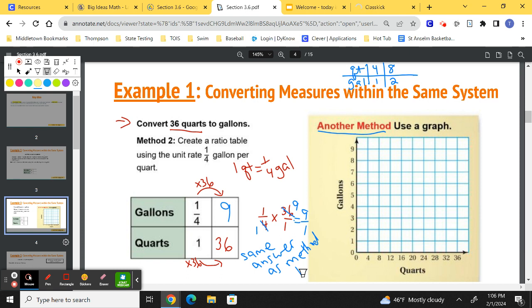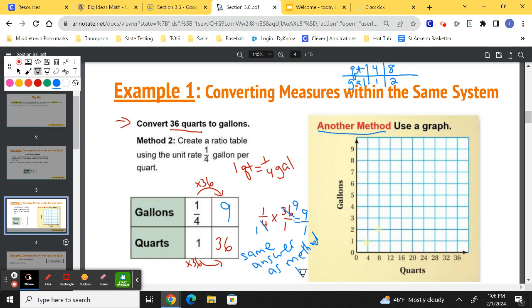Remember, you create your own numbers. Rewrite this time. So this is up to you if you want for this method. So quarts is 4, gallons is 1, right? Then 8 and 2, correct?